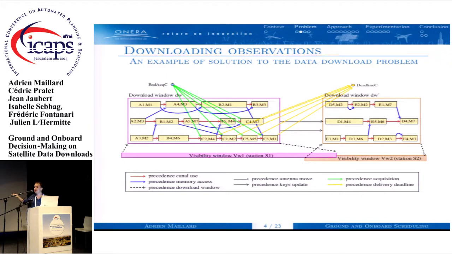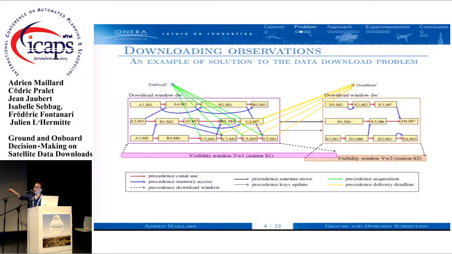So we can see the different constraints. So for example, the precedence for channel use. On a channel, you cannot download 2 files at a time. Okay, that's the red constraint here. Also, files are stored on memory banks. You cannot read several files from the same memory bank at the same time. So that's the blue precedence. So it means that on the same memory bank, you have a complete order.